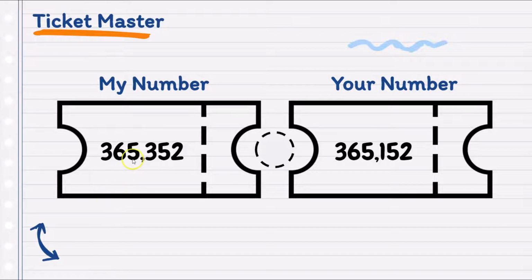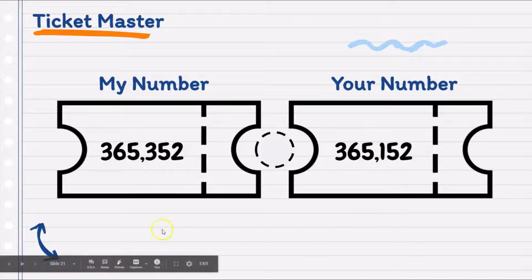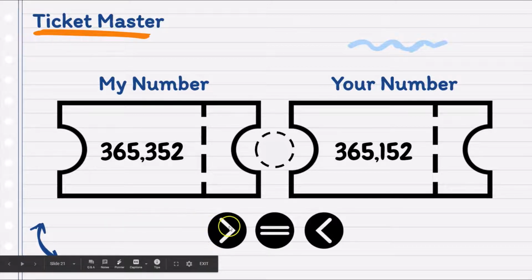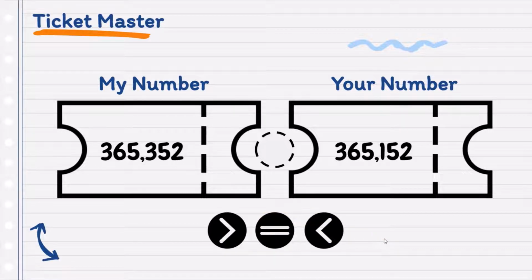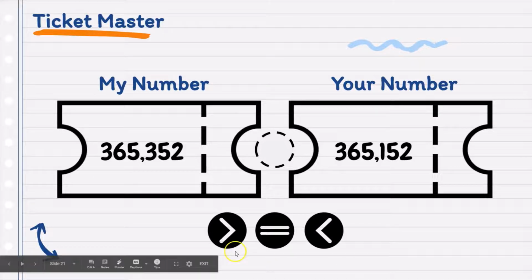In looking at these numbers, again, all of the 100,000s, the 10,000s, and the 1,000s are all the same with 365,000. And in this number, I even realized that the tens place and the ones place is the same in both numbers. The only place value that was different in our numbers was the hundreds place. I have 300s. You only have 100. So we have to, again, use our symbols. Is my number greater than your number, equal to your number, or less than your number? And I hope that you said it was greater than. My number is greater than.